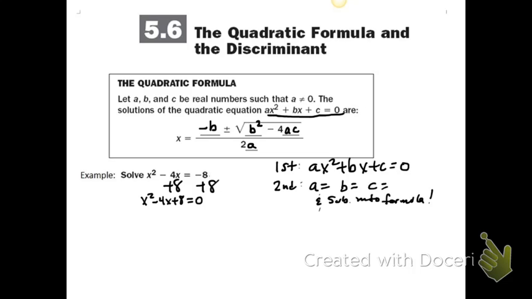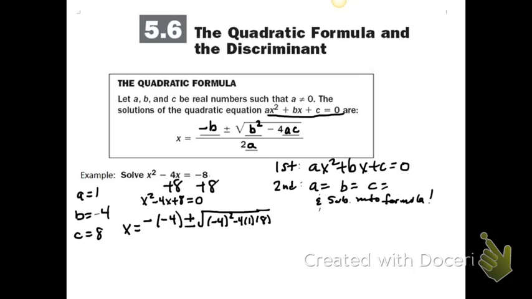So I'm going to write it over here. My a value happens to be 1, my b value is negative 4, and my c value is positive 8. So if I'm going to plug it into the formula, it's going to be something like this. I have x equal to the opposite of the b value, which is negative 4, plus or minus the square root of the b value squared, that's negative 4 squared, minus 4 times the a value of 1 times the c value of 8. And that's all over twice the a value, which in this problem is 1.